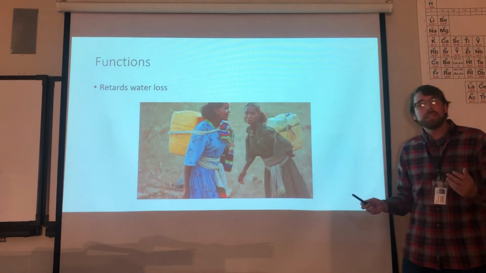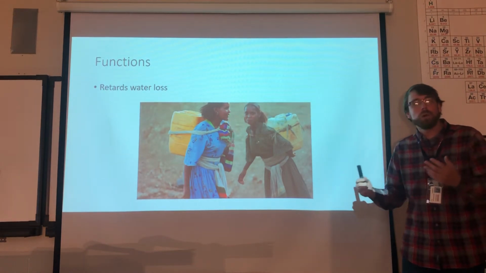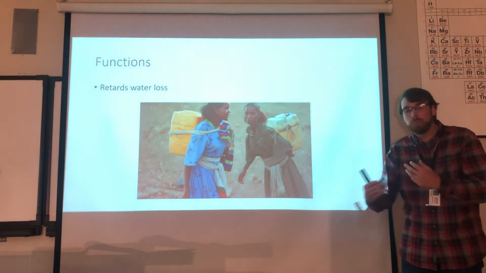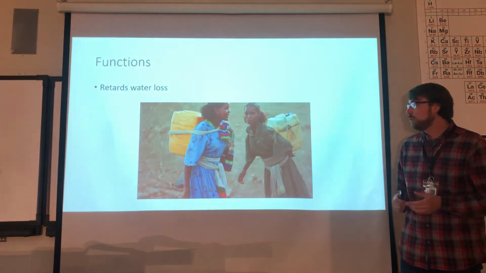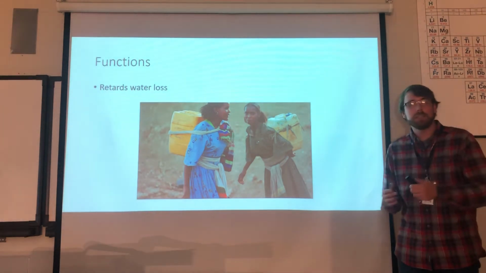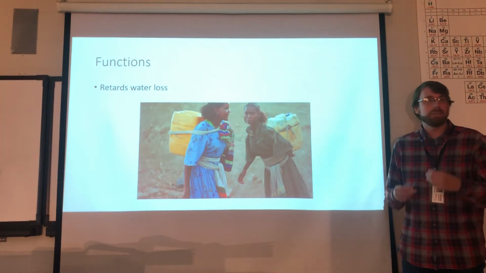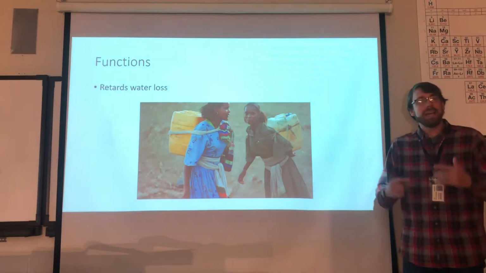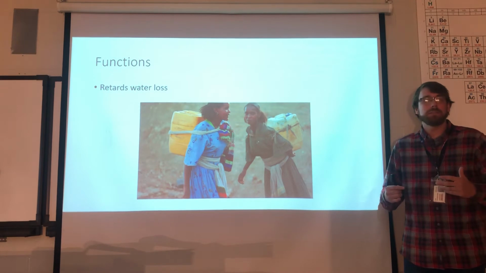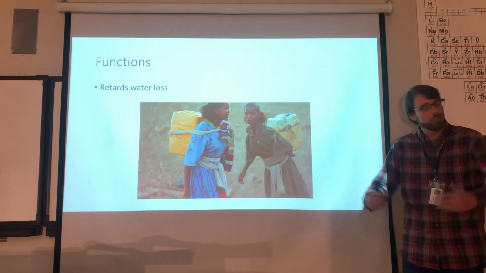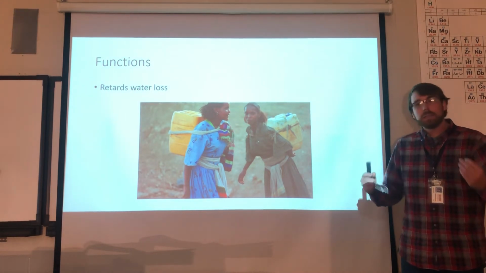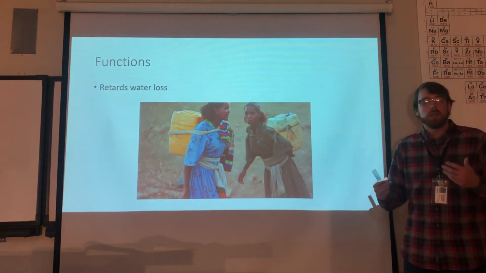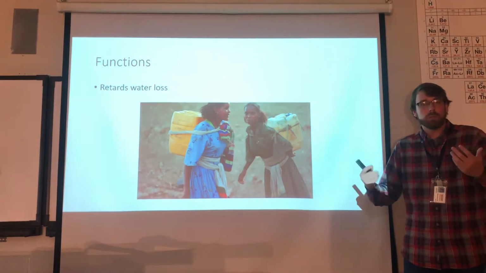So your skin has the function of retarding water loss. You do, of course, sweat through your skin. You do lose some moisture through your skin. But if you were to compare our human skin to, let's say, the skin of an amphibian, a frog or a salamander, they have to stay wet, otherwise they're going to die because they're just going to lose water through their skin. We can survive in harsh environments because our skin retards water loss.